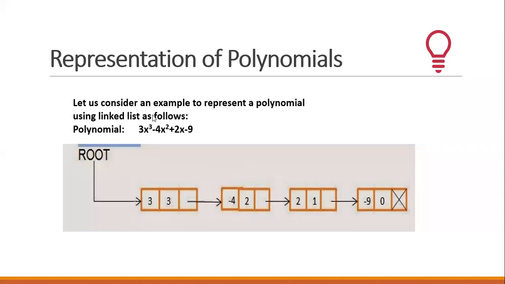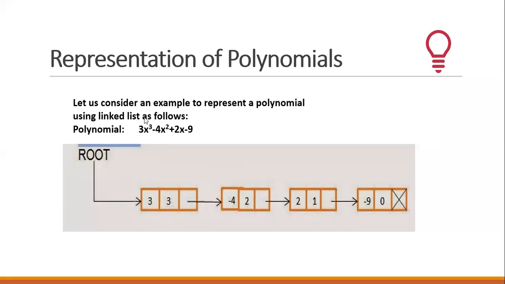If I slice or break down this polynomial, I can see that the first part of the polynomial is 3x cube. Then the next part is minus 4x square. Then the next part is plus 2x. And then the next part is minus 9. This is very important to understand. The breaking is because every breakup is going to create your node.